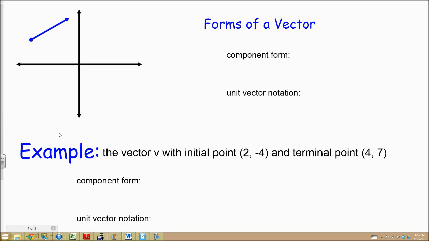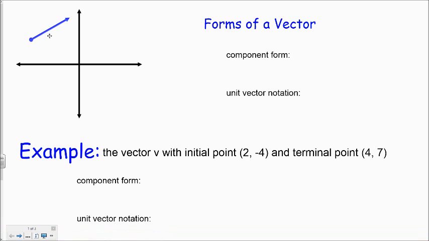Recall that a vector is basically a value which has both a magnitude or length and a direction, and it can be represented graphically by a directed line segment. Now we say that two vectors are equivalent if they share both the same magnitude and same direction. So for example, these two vectors, which have the same length and same direction, are equivalent.